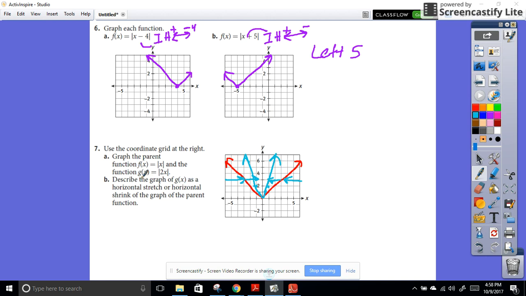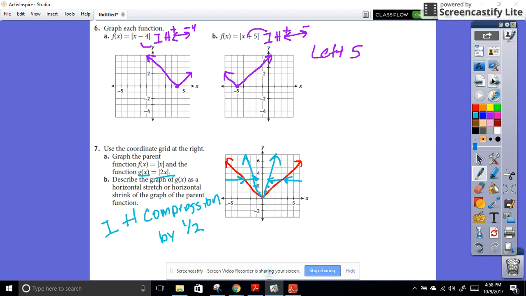Describe the graph of g of x. g of x is the transformed one. So that was a horizontal change, because it's inside. It's multiplication, so in this case, it's a compression. Horizontal compression by a half.